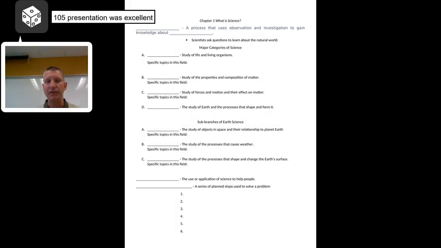This is part 2 of the first set of notes that goes along with what is science and parts of the experiments. Towards the bottom of the first page, a series of planned steps that's used to solve a problem is called the scientific method. You use the scientific method every day of your life, whether you realize it or not. We are going to break it down into 6 formal steps.